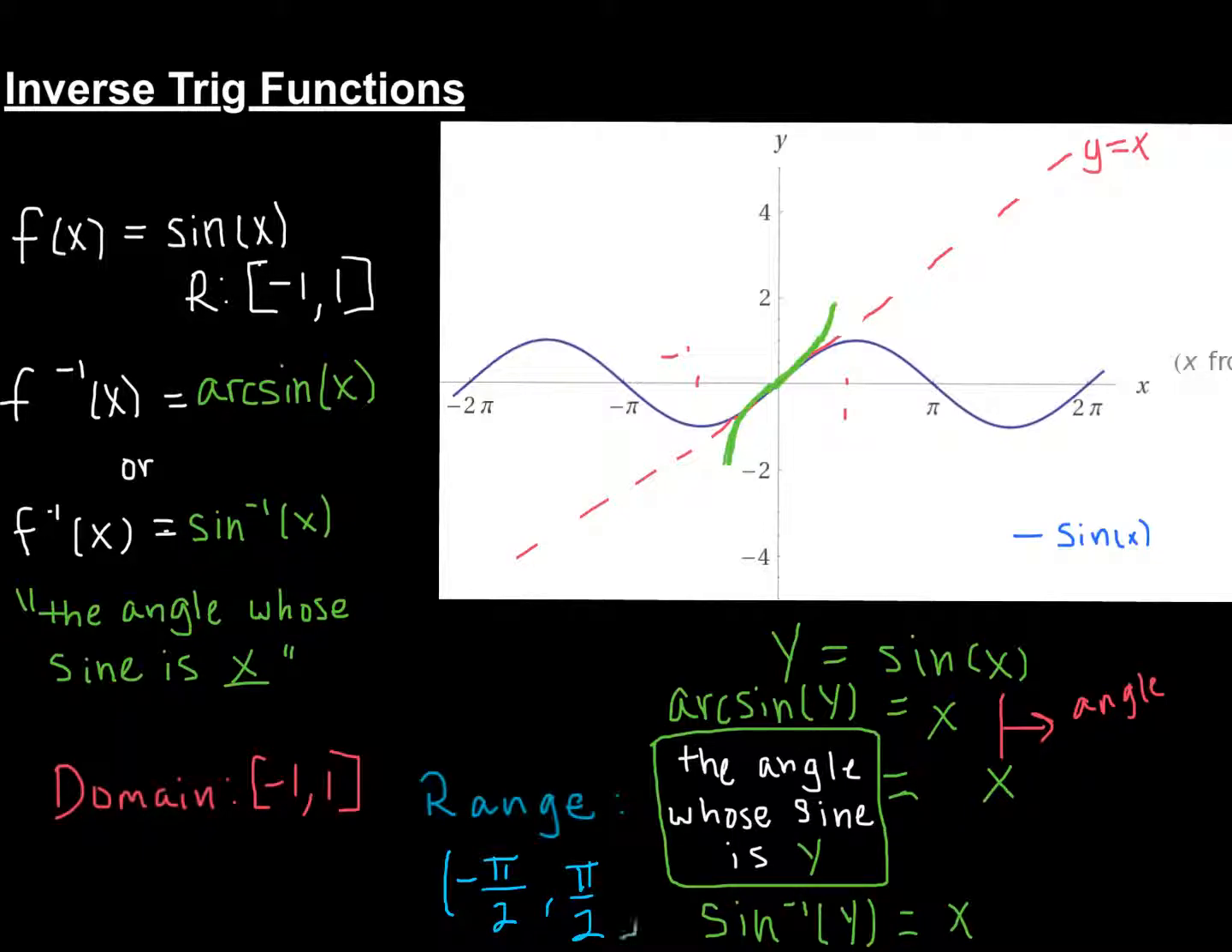We should actually make these square brackets, right, because we will actually reach those two values. Okay, so that is the inverse sine. I'm going to go in slightly less detail over the arc cosine, the inverse cosine function, and then also the inverse tangent function. But the same ideas are going to apply.